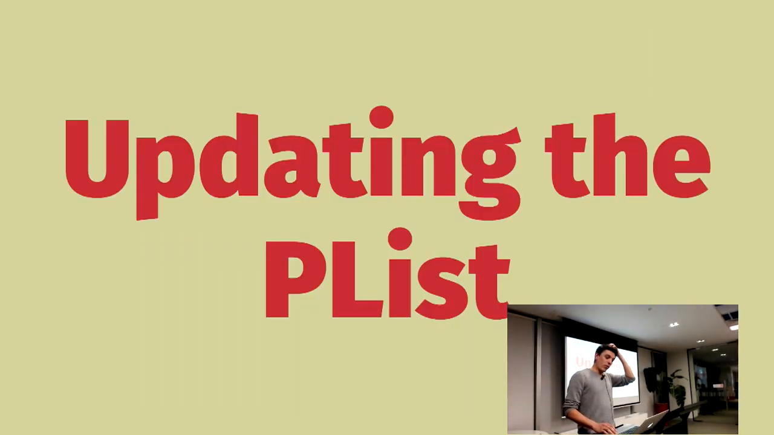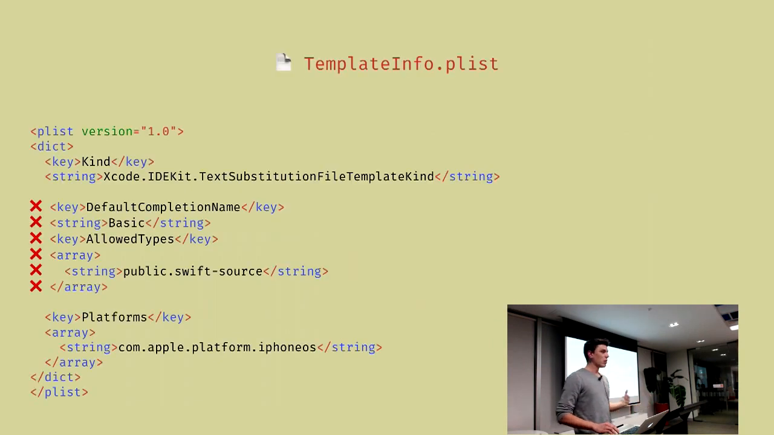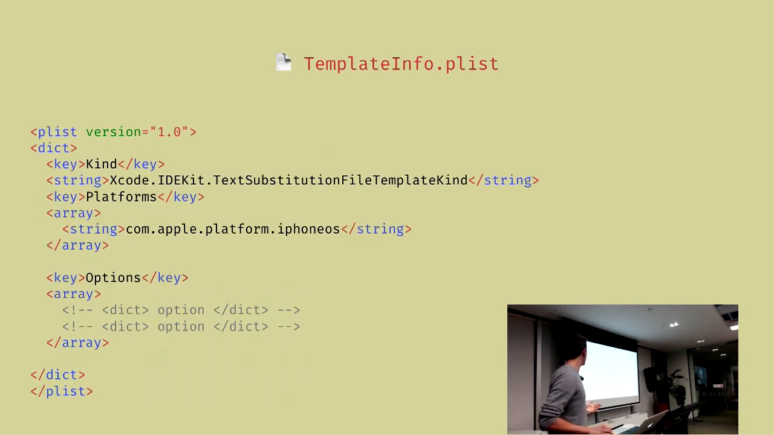So first, you would go about updating the plist. Since we're not asking for a file name, the default completion name and the allowed types are not really needed anymore. Instead, what we need is to describe the options. As soon as you have one or more options under the options key in your plist, Xcode will start showing you a configuration screen.